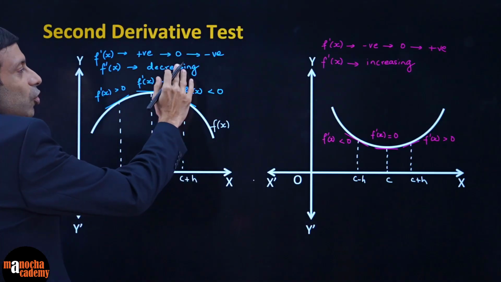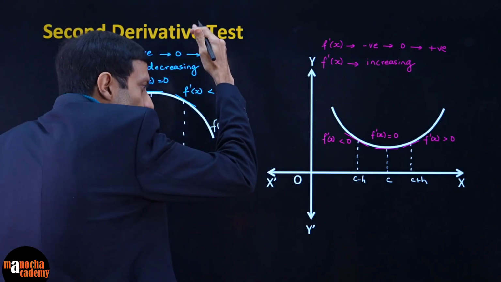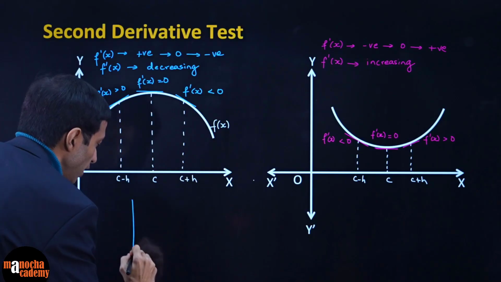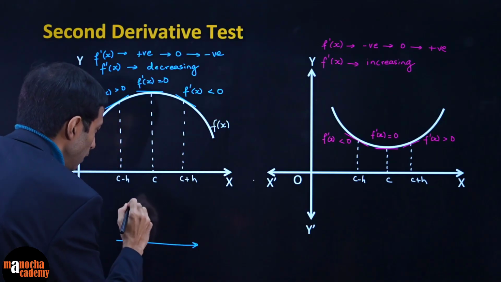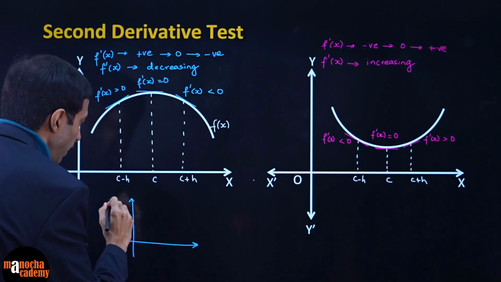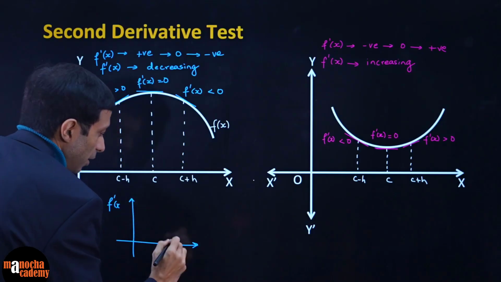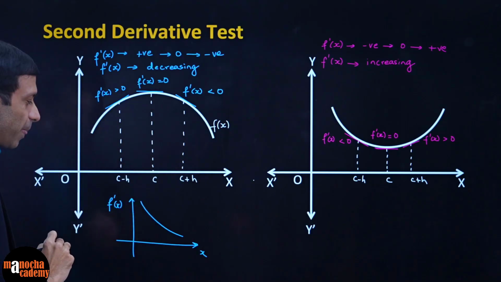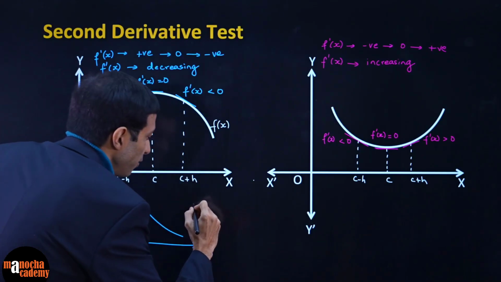If I tell you find the slope of this function, the slope of a decreasing function. So f dash x is a decreasing function. Let's draw the f dash x here. Okay, just as a sample, this is my f dash x, new guy, new kid on the block. F dash x is a decreasing function.